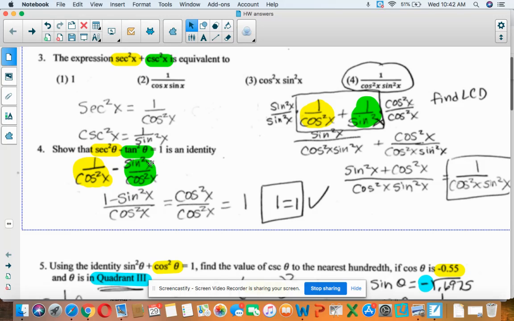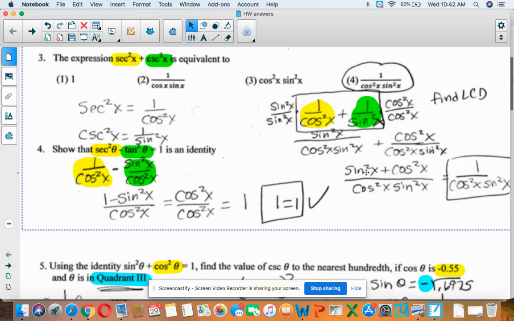1 minus sine squared x is 1 minus sine squared x. And actually, I changed these to x. I should have kept theta the whole time, but that's okay. Cosine squared x is the denominator, so that stays as a denominator. You're not adding those together. Remember, 1 minus sine squared x is really just equivalent to cosine squared x.